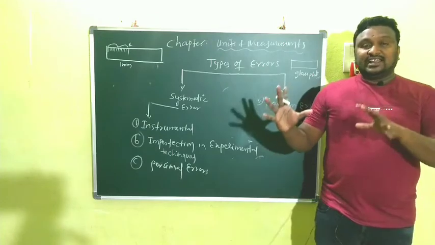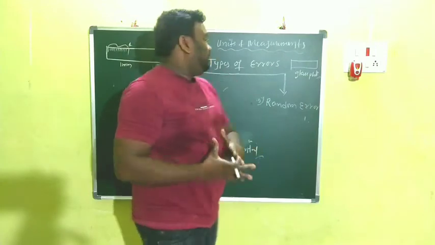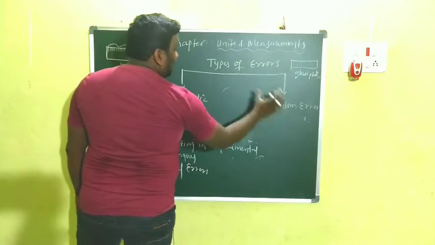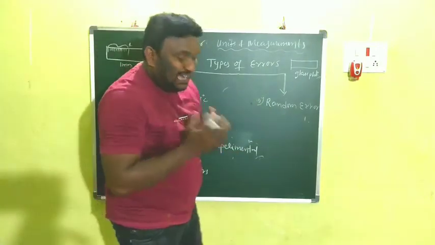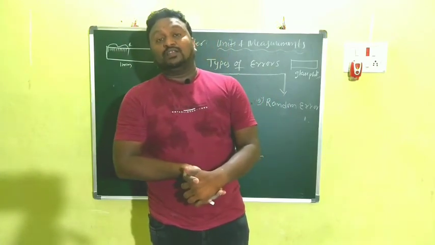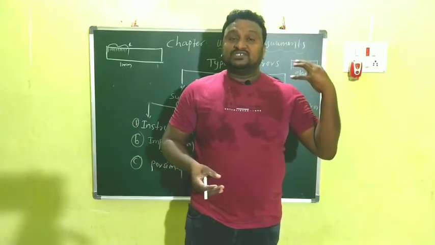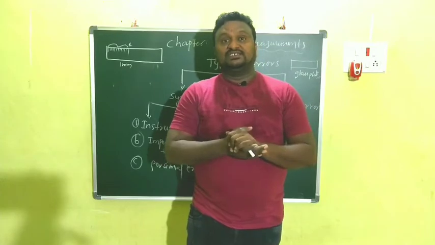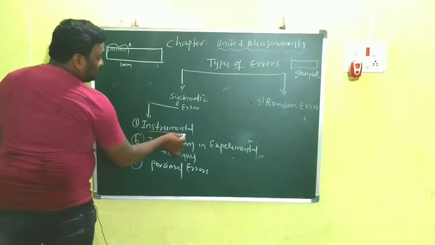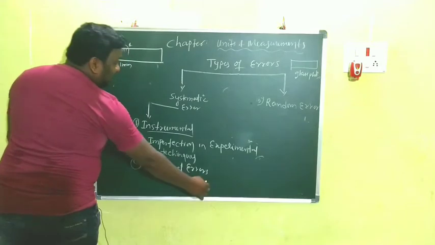Clear, children? What is meant by error? The uncertainty in a value is called error. Error is divided into two types: systematic errors and random errors. Some of the systematic errors are: instrumental error, imperfection in experimental technique, and personal errors.